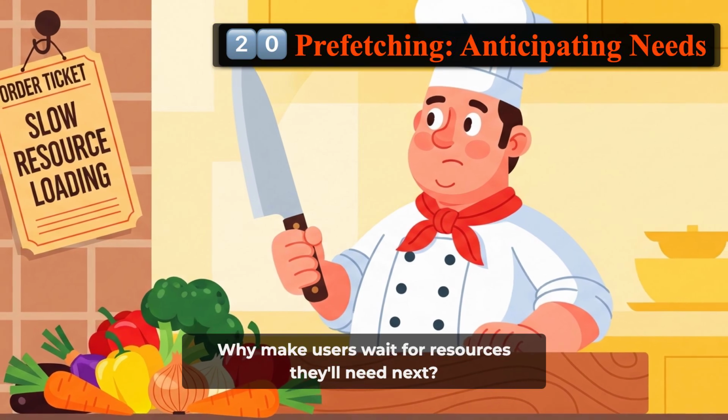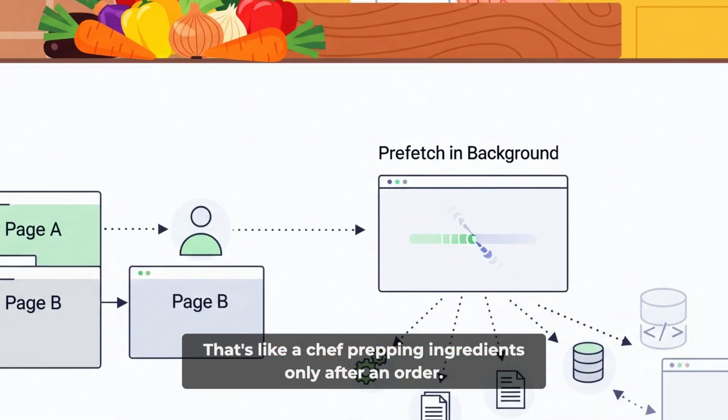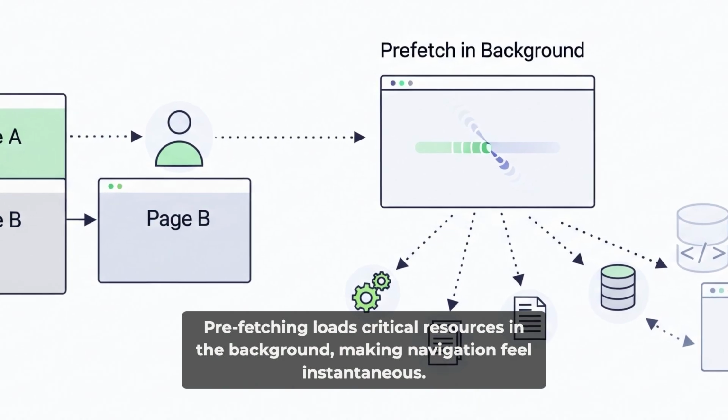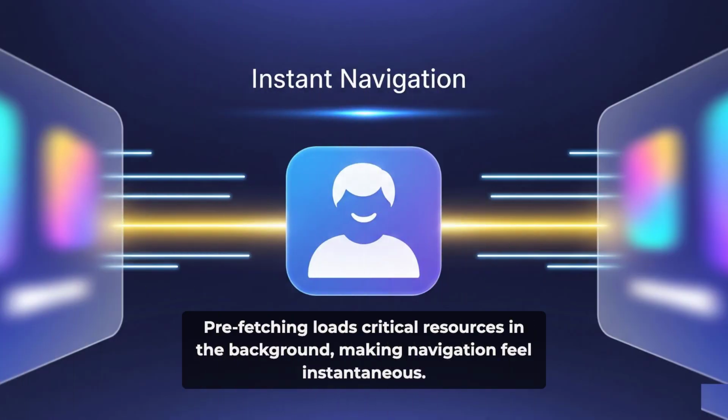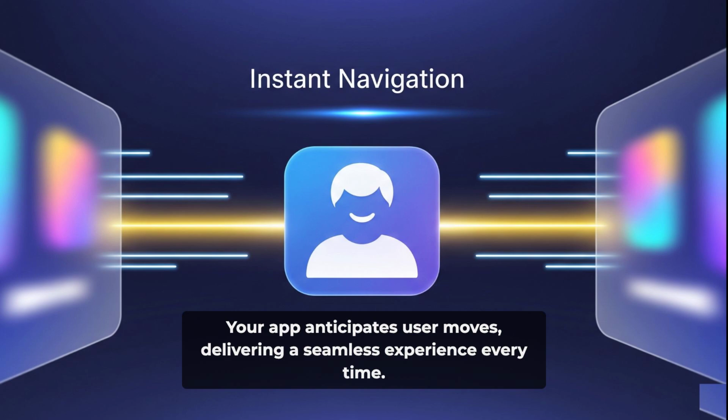Why make users wait for resources they'll need next? That's like a chef prepping ingredients only after an order. Prefetching loads critical resources in the background, making navigation feel instantaneous. Your app anticipates user moves, delivering a seamless experience every time.